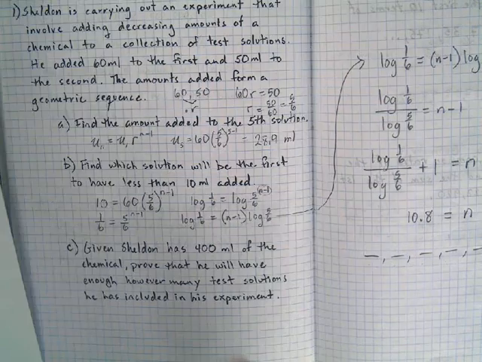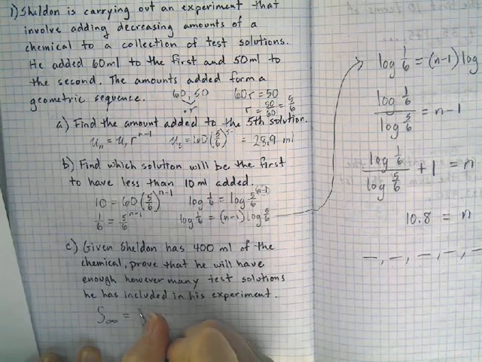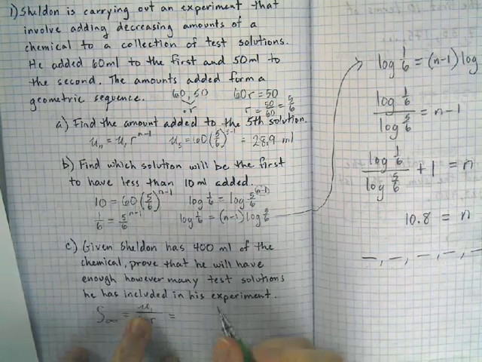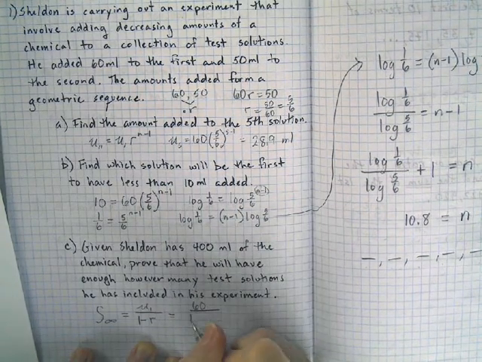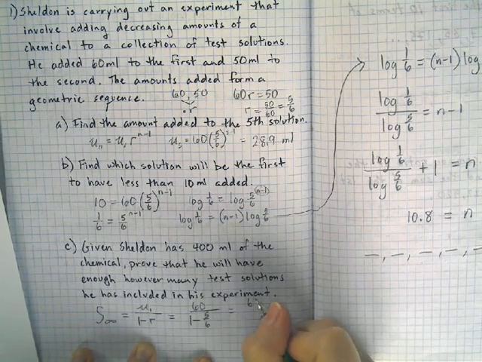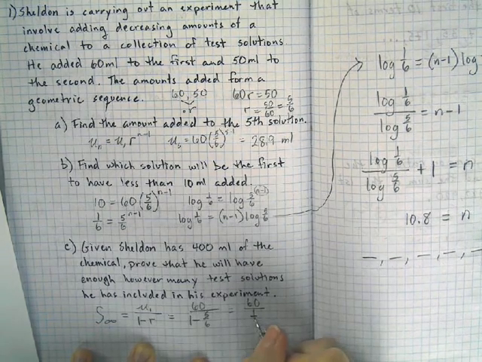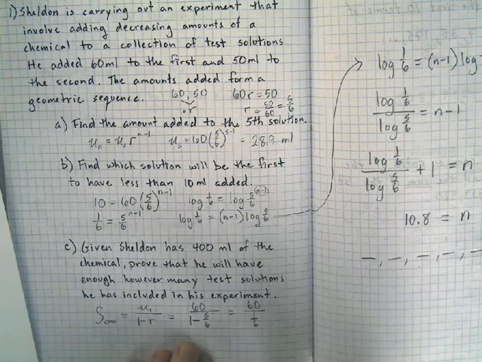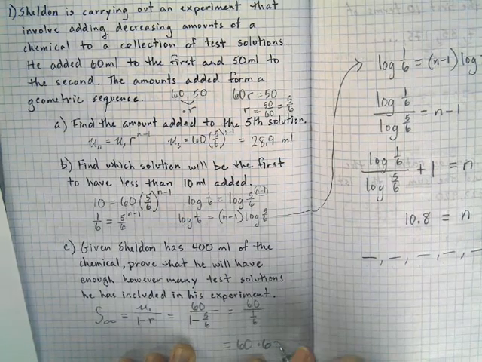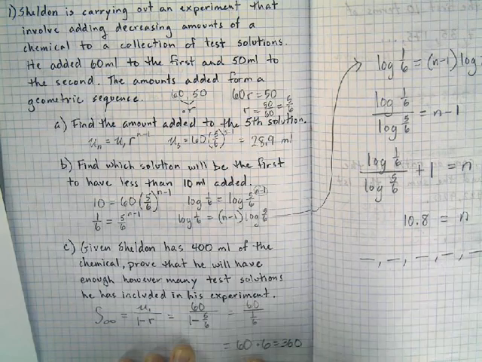So we're going to use the formula. The sum of the sequence is equal to the first term divided by 1 minus the common ratio. Okay, so the first term is 60. And then 1 minus 5/6, because the common ratio is 5/6. So we get 60 over 1 minus 5/6. Well, 1 is the same as 6/6, so that would be 1/6. And to divide by a fraction is the same as to multiply by the reciprocal, which would be 6, which gives us 360. So that's how many milliliters.